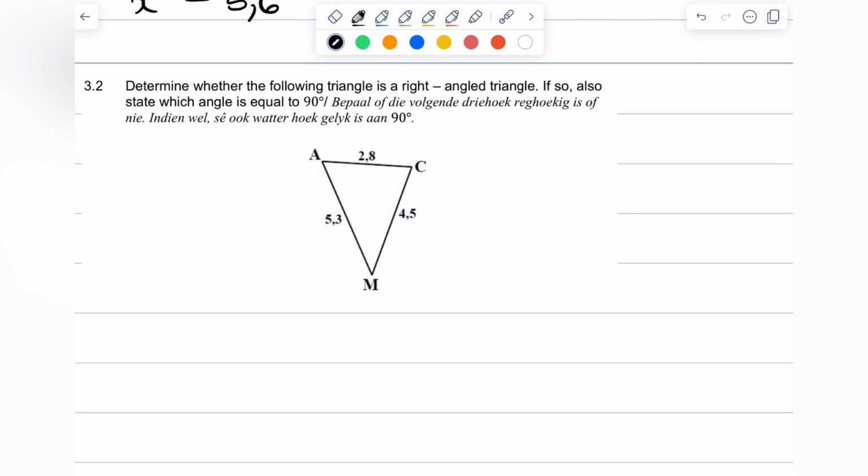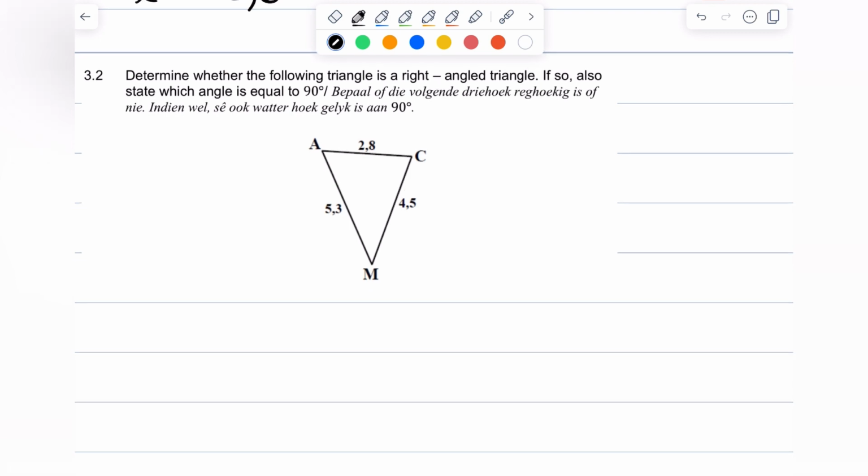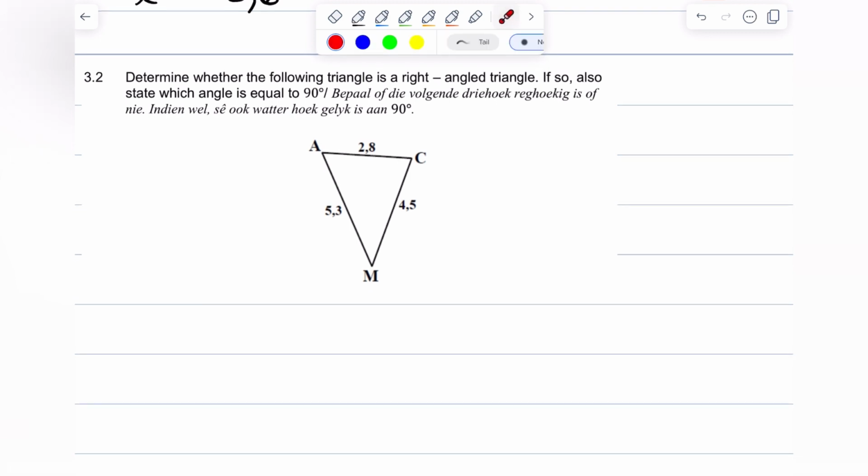Good afternoon, grade 8s. We are back with question 3.2, and it reads as follows. Determine whether the following triangle is a right-angled triangle. If so, also state which angle is equal to 90 degrees.